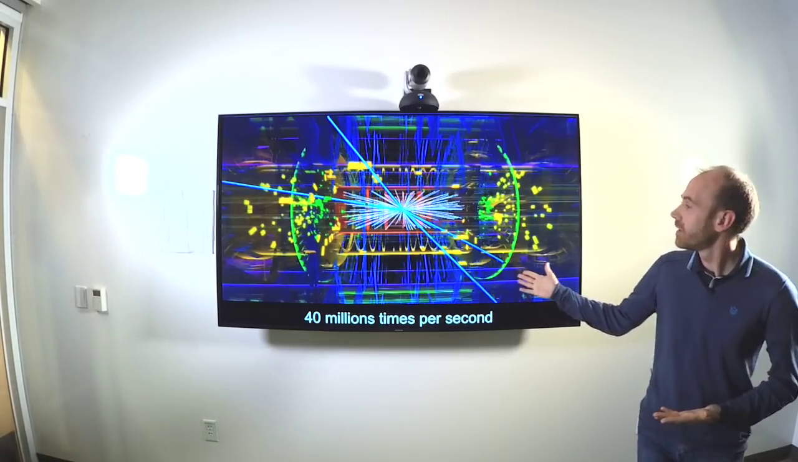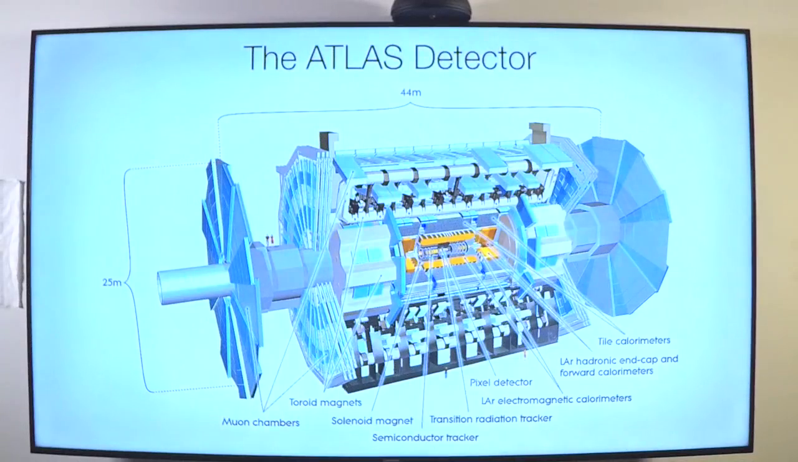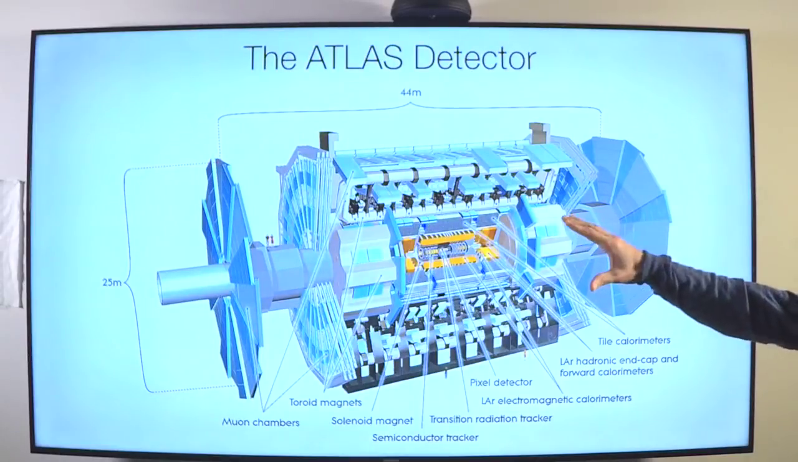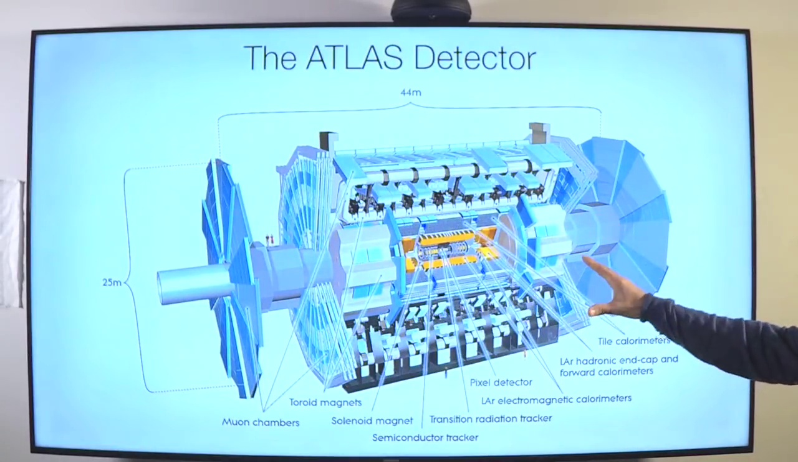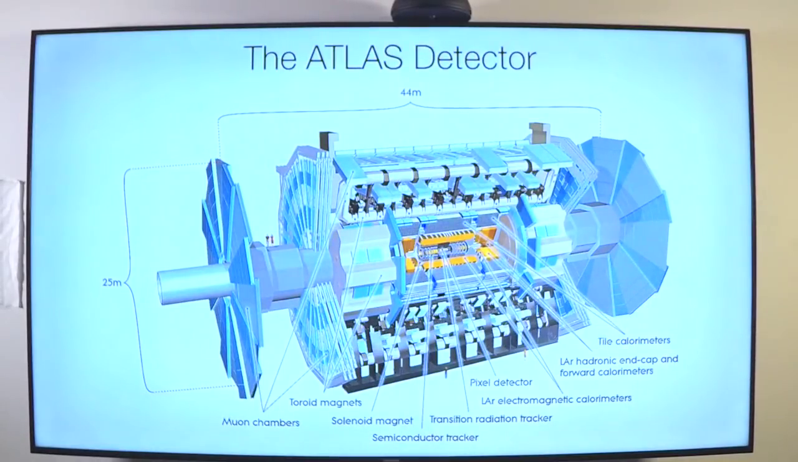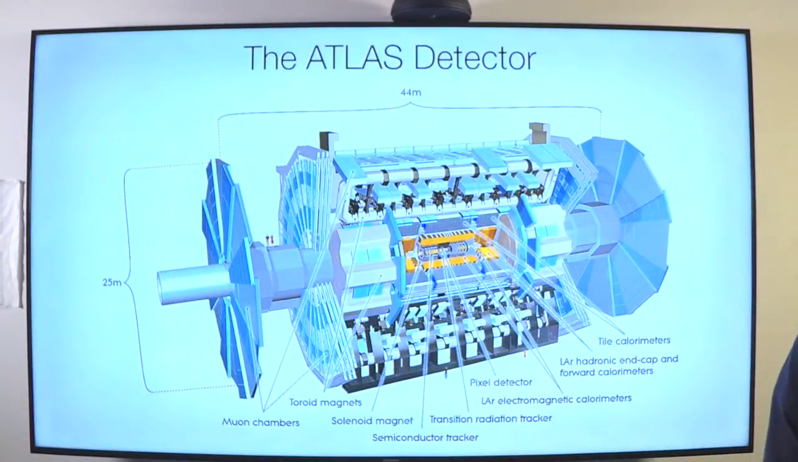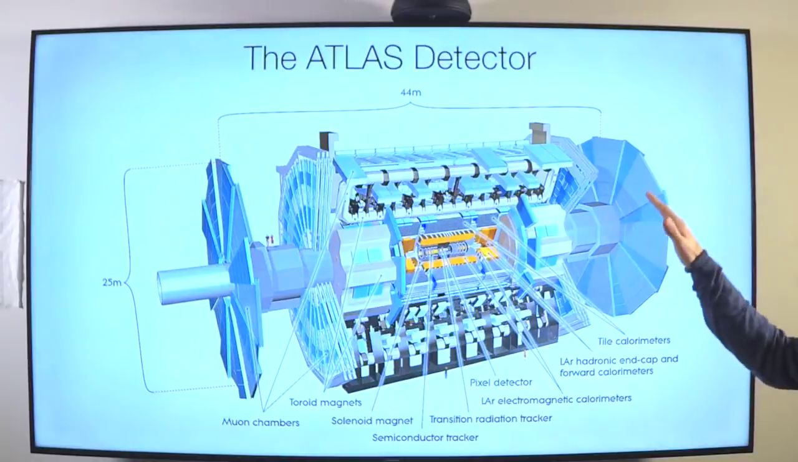So let me show you a little bit more about the detector, what we use to record this collision, to know what happens. This is a cartoon of the ATLAS detector. The reason I show it is that these collisions happen at very high energy, and you need a very big detector to be able to measure them accurately and contain them. So this ATLAS detector is 25 meters tall and about 44 meters wide.